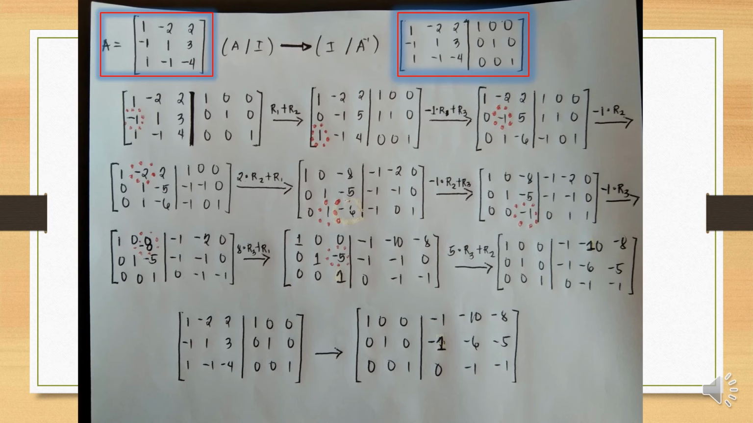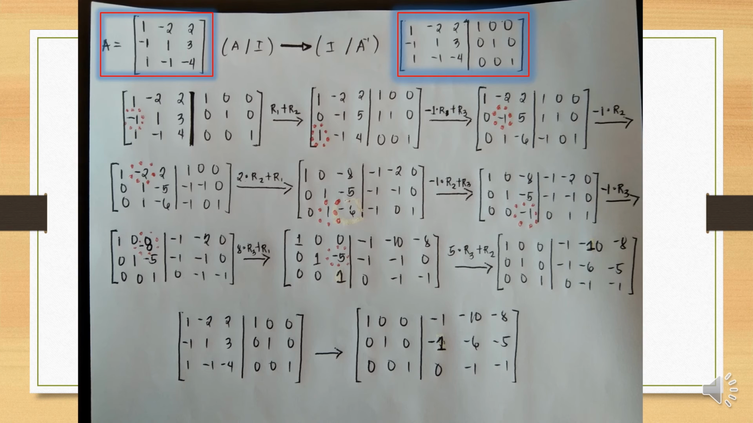So next, I want this negative 8 to become 0. So this is the process: 8 times row 3 plus row 1. So just copy row 2 and row 3. 8 times 0 is 0 plus 1 is 1. 8 times 0 is 0 plus 0 is 0. 8 times 1 is 8 plus negative 8 is 0. 8 times 0 is 0 plus negative 1 is negative 1. 8 times negative 1 is negative 8 plus 2 is negative 10. 8 times negative 1 is negative 8 plus 0 is negative 8.